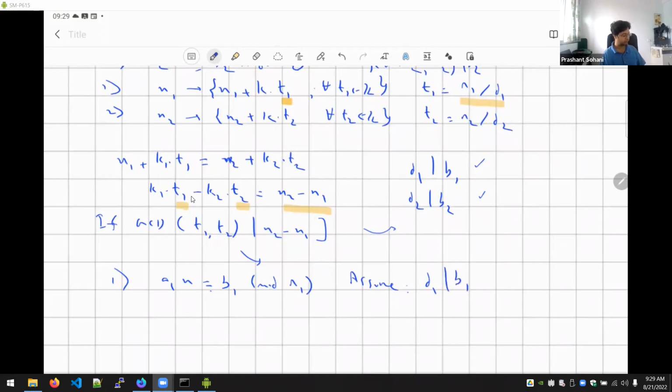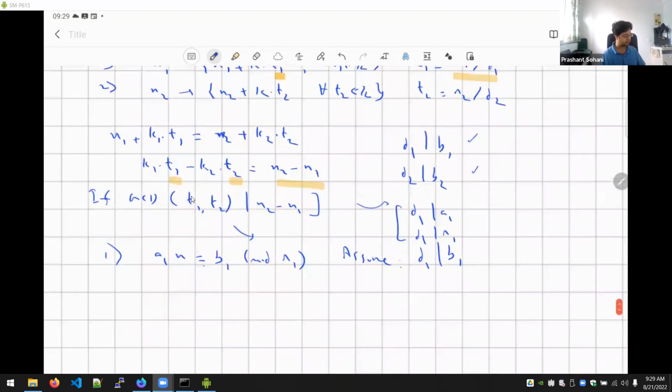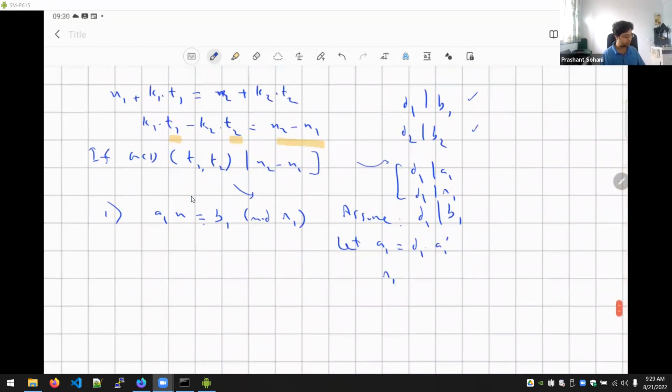Okay. So now you see we are in a situation where we can cancel out D1 from all the terms, because D1 divides A1 and D1 divides N1, because it's the GCD of those two terms, and D1 divides B1 also. So now we can cancel D1 from everything. So I can write, let A1 be equal to D1 into A1 dash. And similarly, you can introduce the dash term for all the three values.